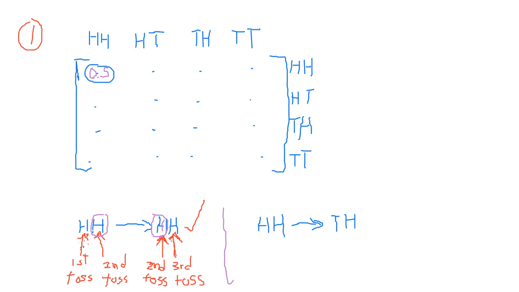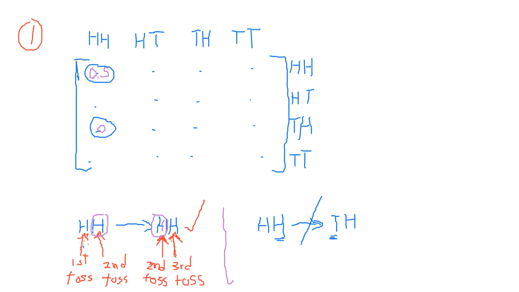Can I go from state HH to state TH? No, because the second toss doesn't match the second toss here. Right, that's right. The second toss is H, and so this is a no. So that means HH to TH, which would be this value here, what would we put there for the probability? Good, good. We put 0.